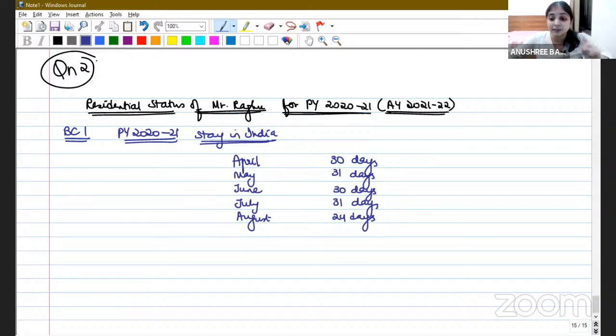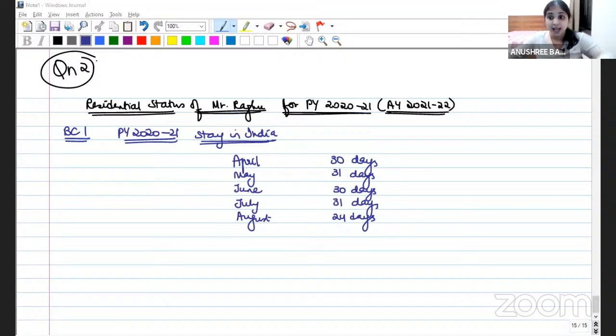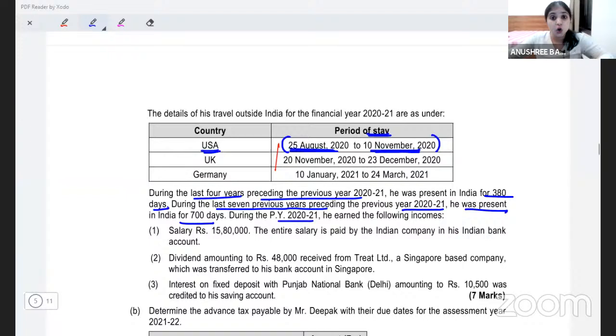Are you seeing the difference? Are you able to identify what is different in this question? Here, they are telling us for how long he has stayed in USA. So 25th August to 10th November.